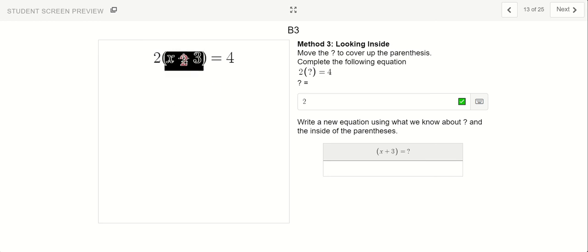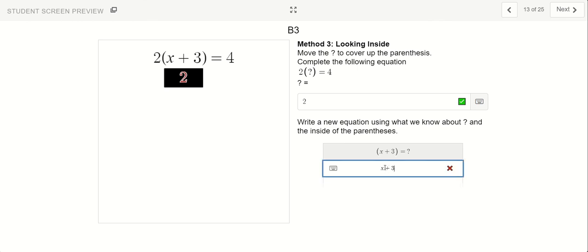Since I'm able to slot in 2 into this equation and make it true, whatever's inside here has to be 2. So that x plus 3 has to equal 2. And from there we can solve. If I subtract 3 on both sides, I'm left with x equals negative 1. So again, notice that for all 3 problems, even though we solved them different ways, we still get the same answer of x equals negative 1.